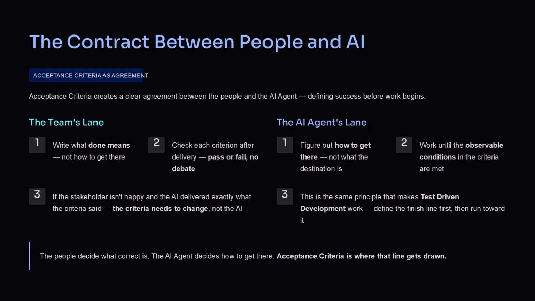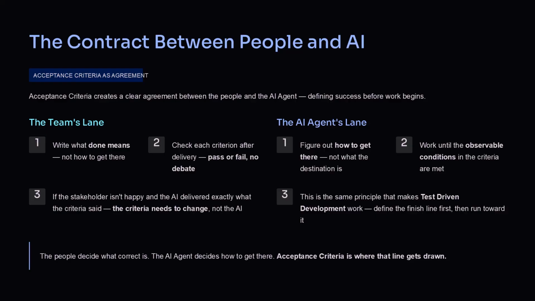On the team side, the responsibility is clear. Define what done means, not how to achieve it. Evaluate each criterion after delivery. Pass or fail. No debate. And if stakeholders are unhappy, even though the criteria were met, then the criteria need to change, not the AI.